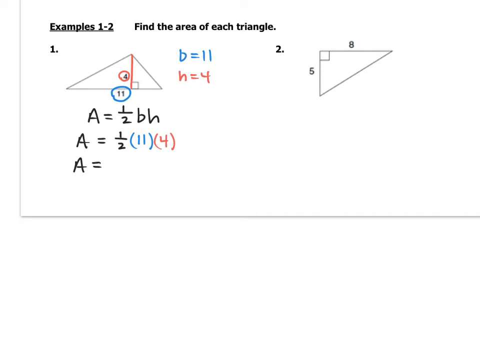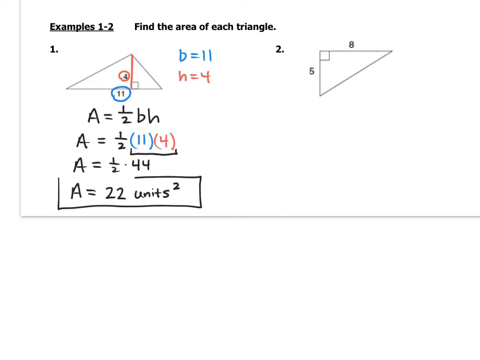Remember, multiplication you can do in any order, so I'm going to start by multiplying 11 times 4, and that gives me 44. So now I have 1/2 times 44, and half of 44 is 22. So the area of this triangle is 22. Because they didn't give me a measurement, I'm going to just say units. And remember, area, we have square units. So this is 22 square units.